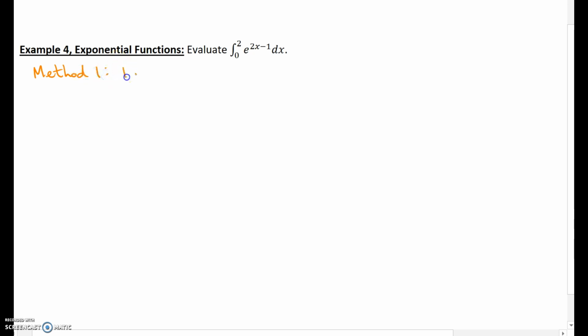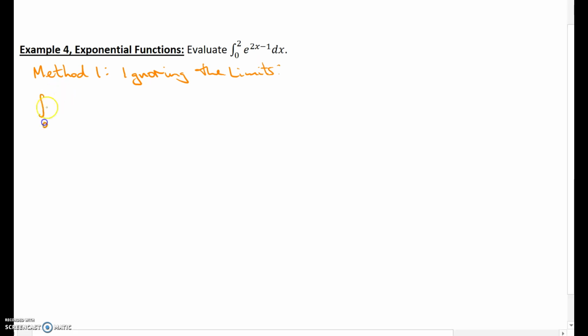So method 1, traditionally we've been ignoring the limits. Now remember, in an exam situation, usually you can use whichever method you want to. Occasionally they will ask you though to use the substitution method. Sorry, not the substitution method, but they will ask you to change limits.